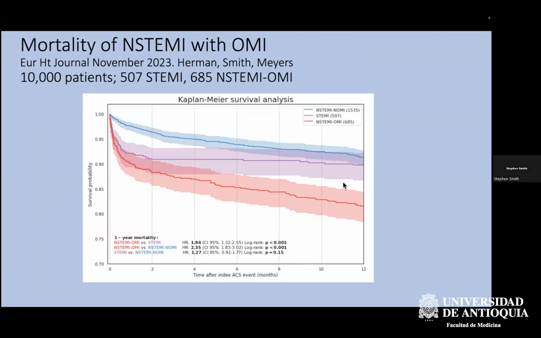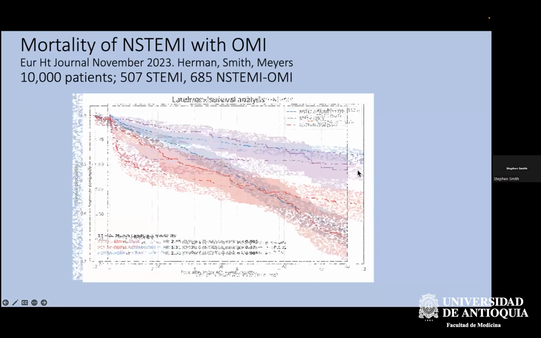How about mortality of NSTEMI with OMI? We studied this in a group from Aalst, Belgium, and you can see that this is the NSTEMI NOMI group. They have an open artery. This is STEMI, and they have slightly higher 12-month mortality. And this is the NSTEMI OMI group. They have quite high 12-month mortality, much higher than STEMI. They both have occluded arteries. Why would one have a worse outcome than the other?